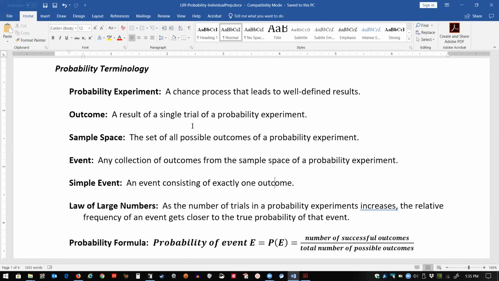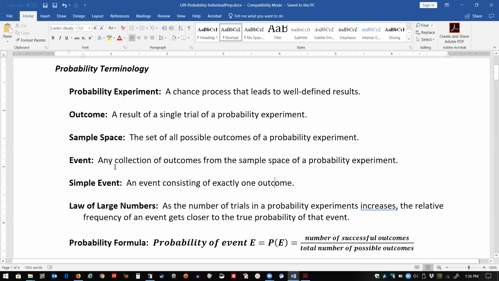So an outcome is one of the possible results for a single trial of that particular probability experiment. So if I was to roll a die, what are the possible outcomes of that die roll? Well, if it's a standard six-sided die, that means I have the numbers 1, 2, 3, 4, 5, and 6 as possible outcomes. Now, the set of all of those possible outcomes is called a sample space. So my sample space for rolling one six-sided die consists of the numbers 1, 2, 3, 4, 5, and 6. Good.